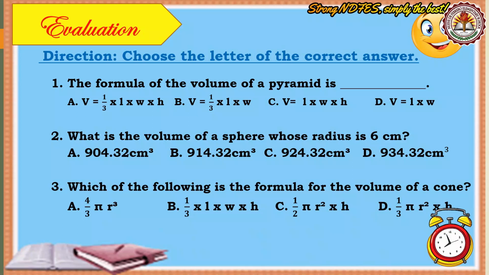Number 3. Which of the following is the formula for the volume of a cone? Letter A. 4/3 pi r cubed. Letter B. 1/3 times length times width times height. Letter C. 1/2 pi r squared times height. Letter D. 1/3 pi r squared times height.